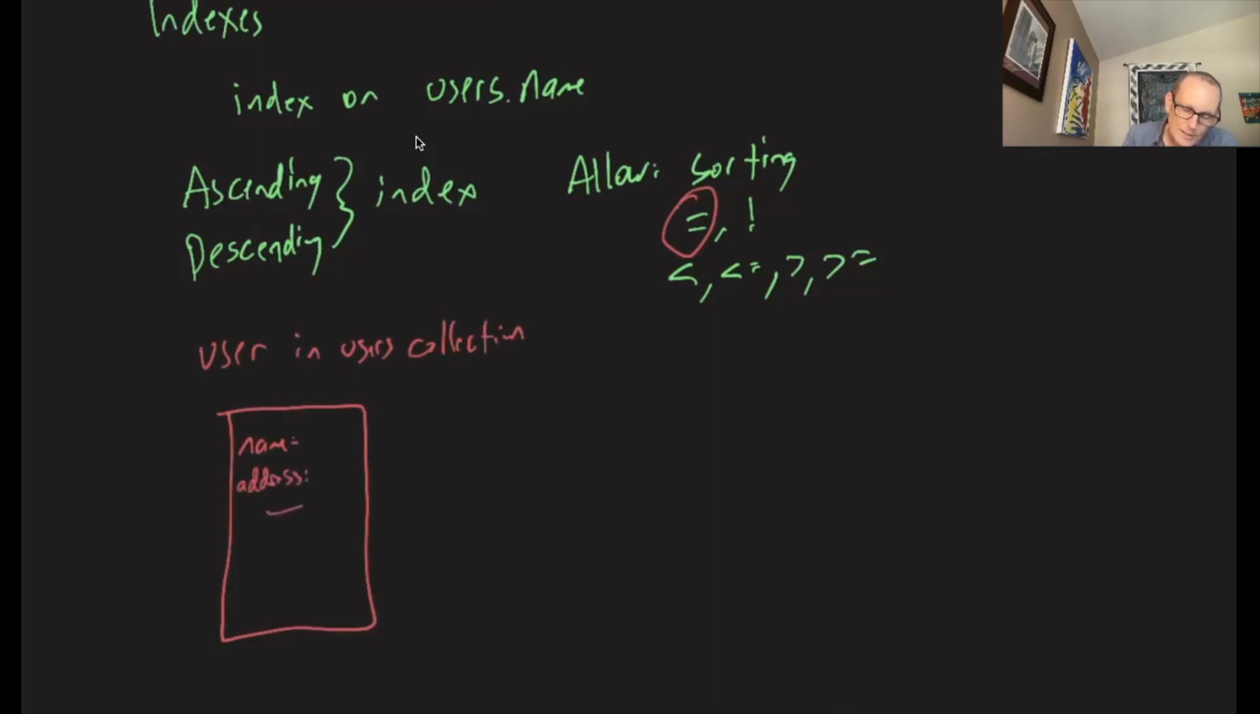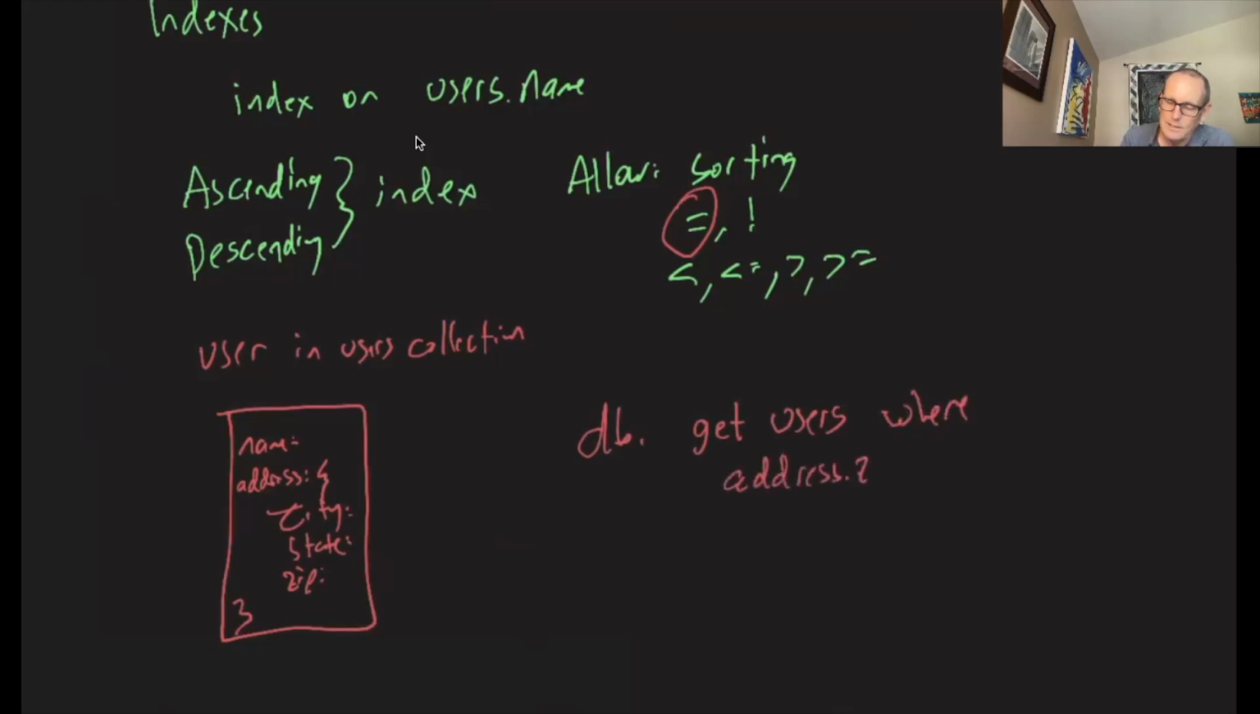And this address is itself a map. So you've got city, state, zip, and so on. Well, now, if you wanted to find, for instance, all of the users whose address was in a particular zip code, you could say DB, and I'm not going to put the exact syntax here because we're going to talk about syntax later, but basically get users where address.zip equals, you know, 91768.